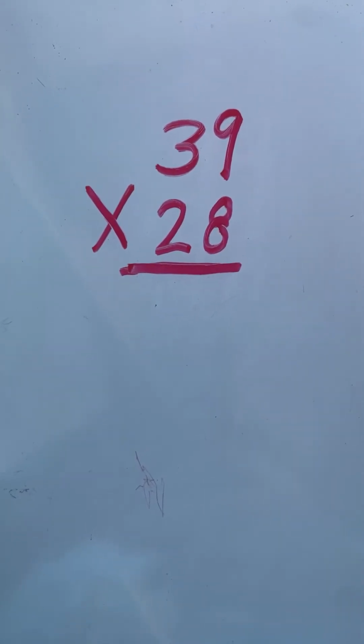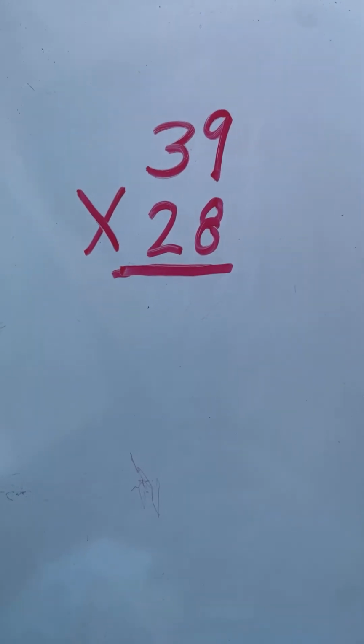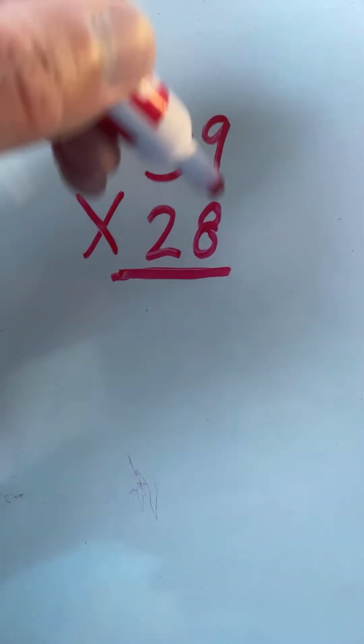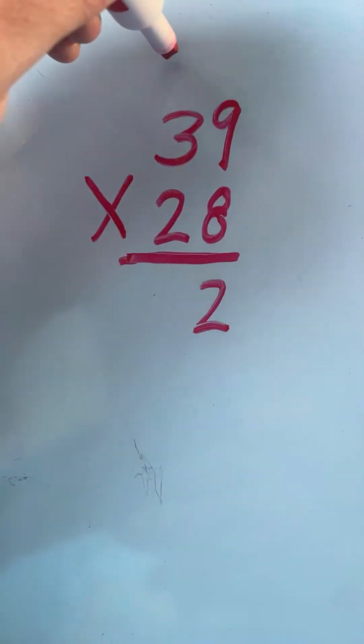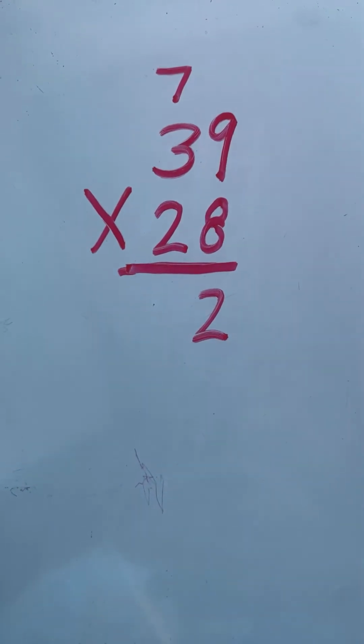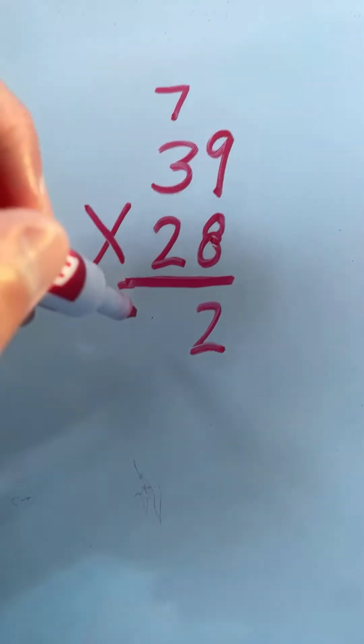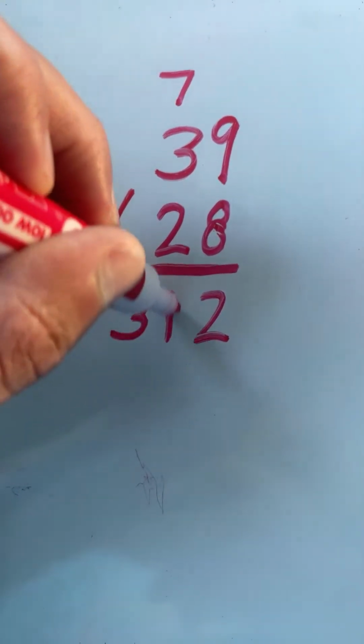All right, 39 times 28. So we start in the ones place. 9 times 8 equals 72. 2 carry the 7. Three times 8 equals 24. Plus 7 equals 31.